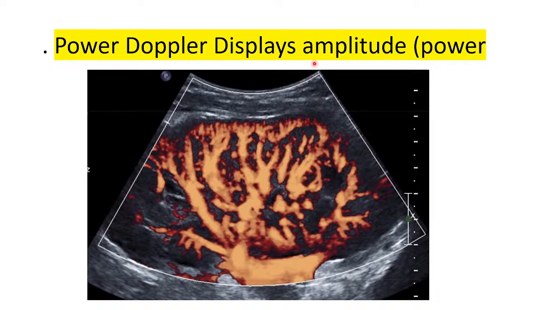This is power Doppler. We can see that in this kidney there's blood that is flowing, but we can't tell the direction in which the blood is flowing. It's just showing that the blood is flowing. Power Doppler just shows that there's blood flow, but it cannot distinguish an artery and a vein.